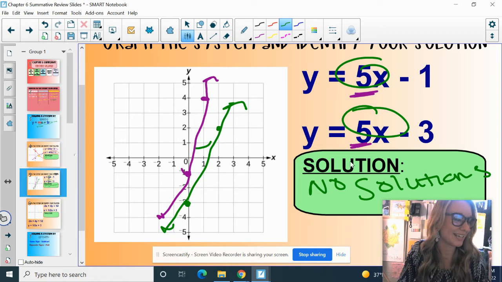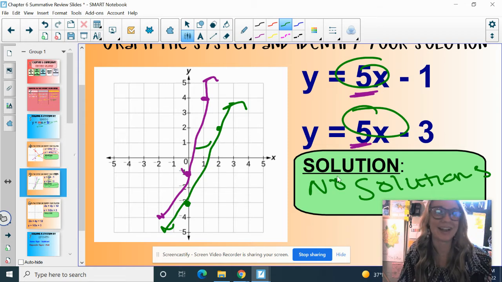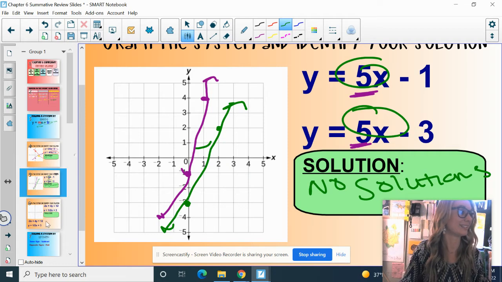And if you give me a summative assessment with a bunch of snake-looking lines on here, I'm not going to be happy because you actually have rulers and pencils.